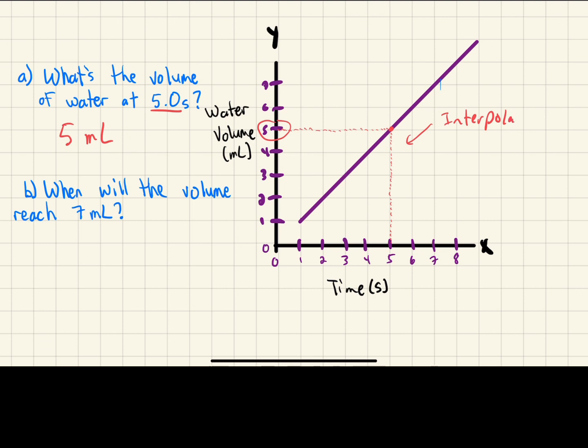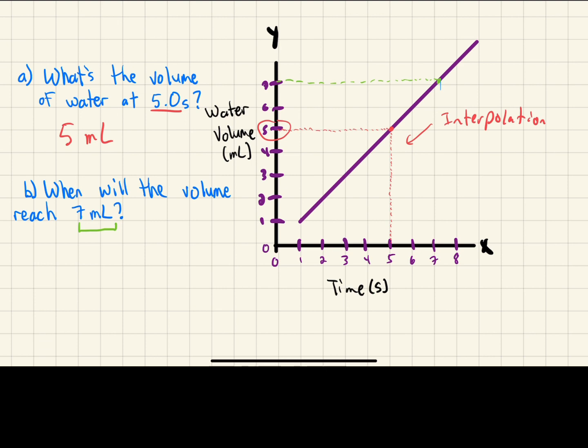Now in another color, we're going to answer B. Let's say in green, when will the volume reach 7 milliliters? Well, we're going to go now to 7 milliliters, and we're going to draw a straight horizontal line. Now this should be done with a ruler, until you make contact with the line already drawn.